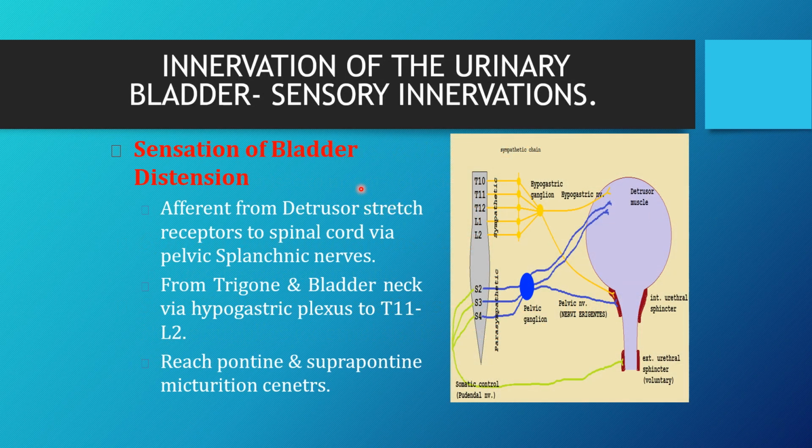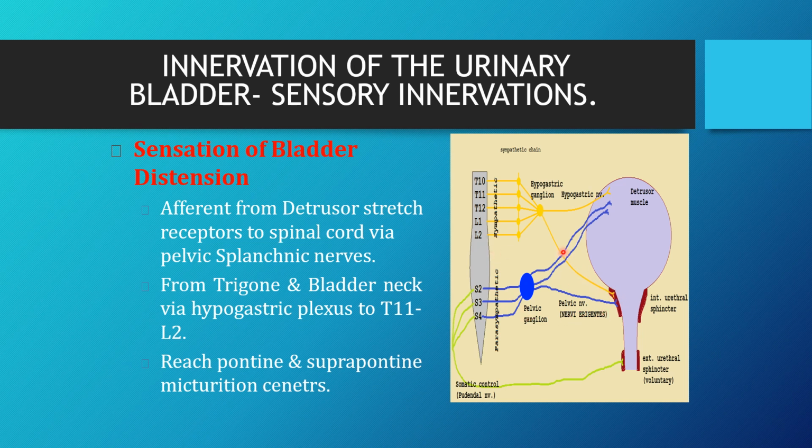And next, sensory innervations or afferent innervations. So sensation of bladder distension is felt by the afferents from detrusor stretch receptors to the spinal cord via the pelvic splanchnic nerve. Okay, so from the detrusor muscles, the stretch receptors. From those receptors, the nerve fibers will start and they will go to the spinal cord via pelvic splanchnic nerves, and from trigone and bladder neck via hypogastric plexus to T11 to T12.